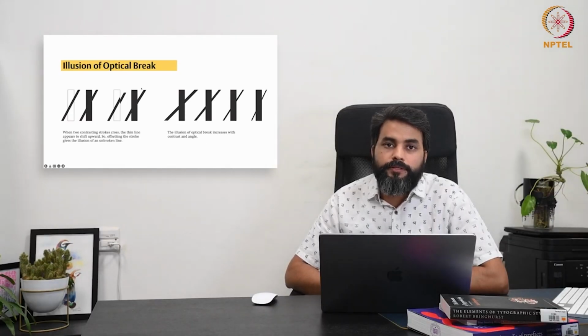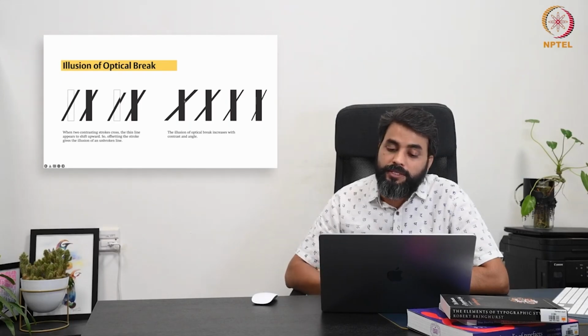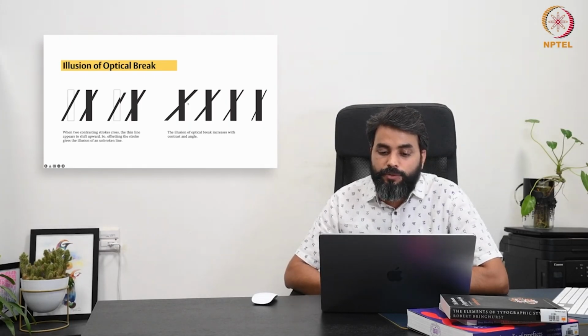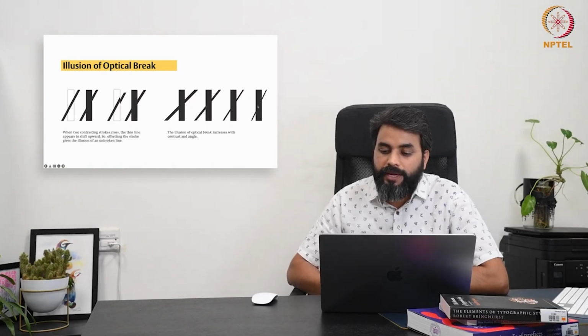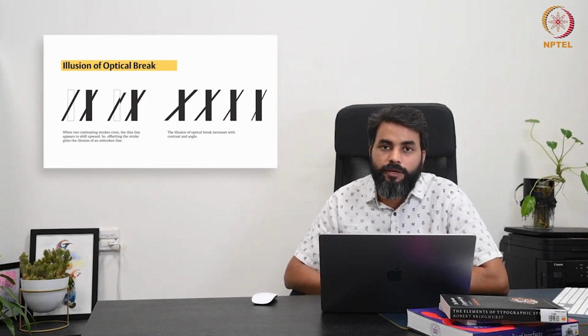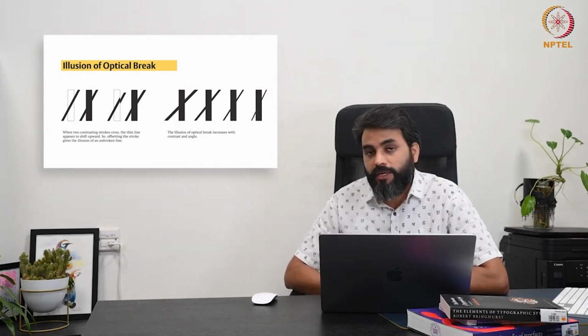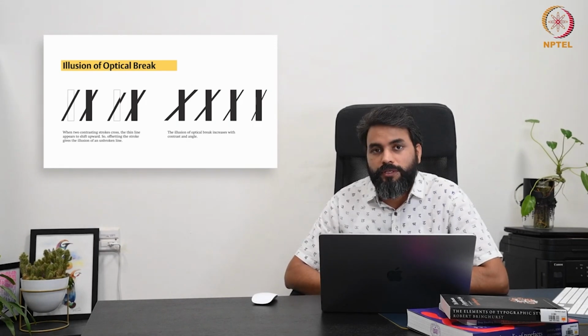So the illusion of optical break increases with the contrast and angle as well. On the right side example, once the contrast is changing, this line is becoming thinner and thinner, and if the angle is changing as well, then in the last example you feel like both lines are moving in different directions. So this is what as a designer you should take care of, or you should understand, how to construct the letter form.